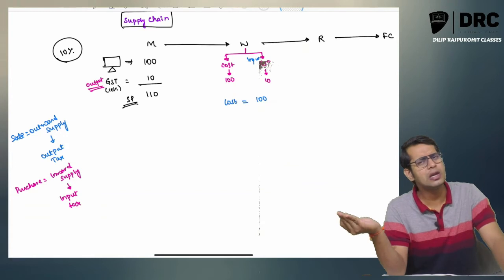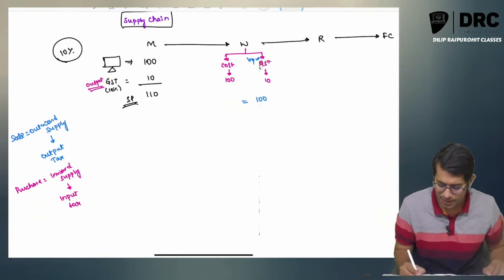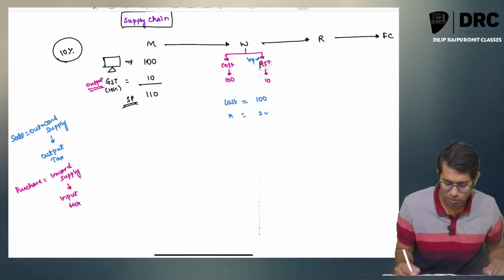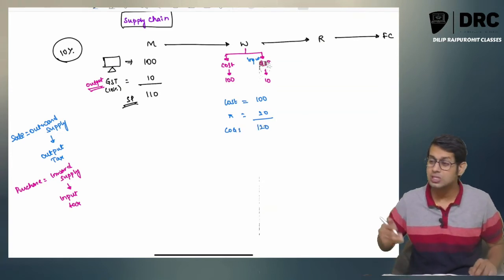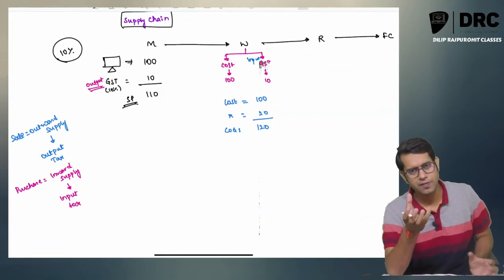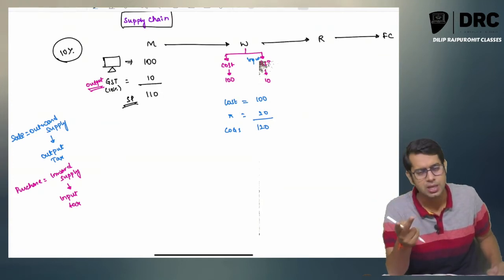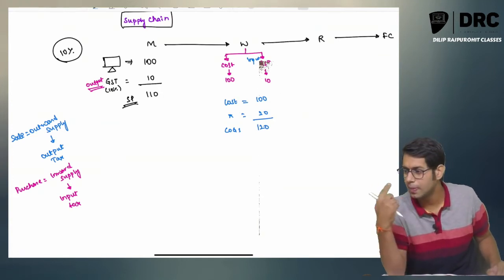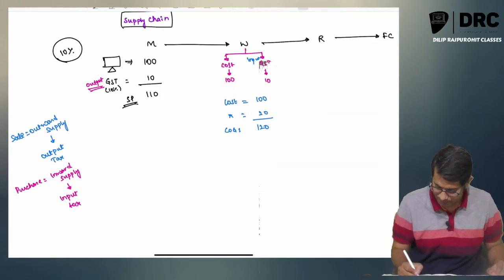Now to his cost, this wholesaler is going to add some value. He will definitely not sell it for 100 rupees. He is going to make at least some profit out of it. Say he makes a value addition, or a profit of rupees 20 on this supply. So his cost of goods sold will become 120 rupees, and he is going to sell this particular product.